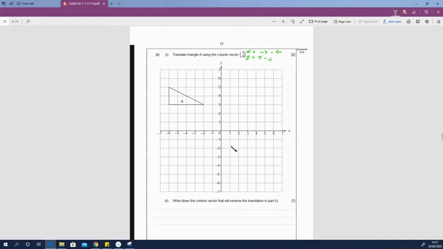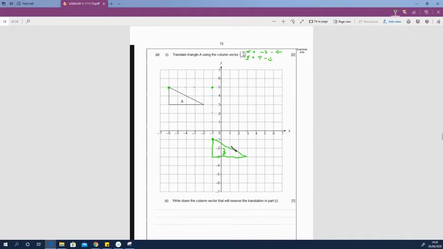So the column vector 5, 6. I'm going to pick a point on the shape, and I'm going to move it 5 places over to the right. 1, 2, 3, 4, 5. And then the y translation, I'm going to move it 6 places down. 1, 2, 3, 4, 5, 6. And then I'm going to copy the triangle carefully. Whoops. You'll be able to do this with the ruler and pencil in the exam. And that is a translation of triangle A using the column vector 5, 6.